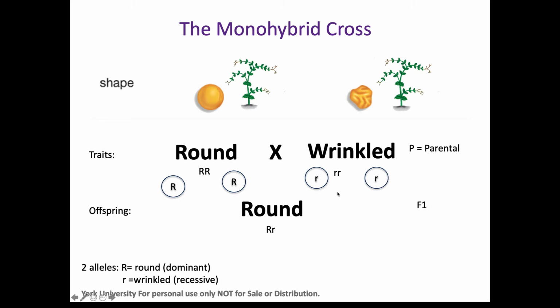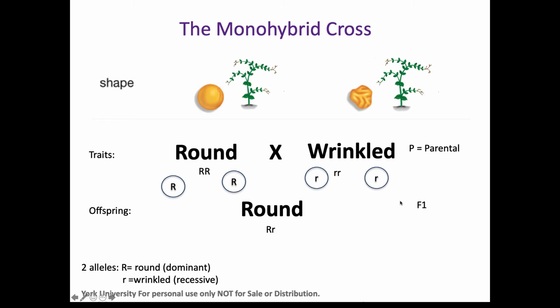Now, you may remember that when you have individuals that have two alleles of the same type, as in the case of the parental rounds and the parental wrinkles, these are known as homozygotes. And the round, because it has two of the dominant alleles, are known as homozygous dominant plants. The plants that have two wrinkled alleles are known as homozygous recessive. Individuals that have one of each type of allele, as is the case in the F1 generation, are known as heterozygotes because they have two different kinds of alleles.